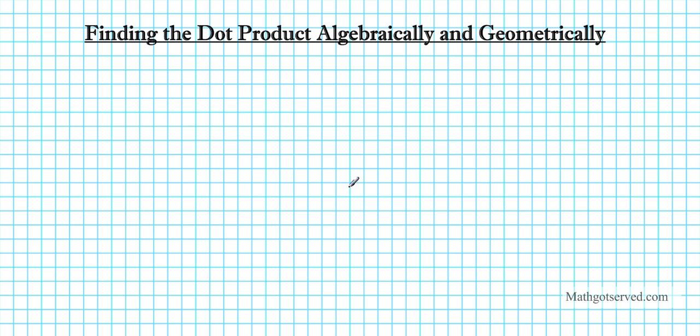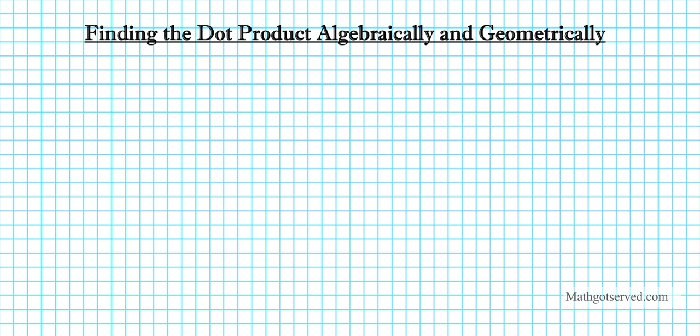Good day, students. In this clip, we're going to go over two examples on how to find the dot product of vectors algebraically and geometrically. All right, so let's write down the instructions for question one. Actually for one and two.